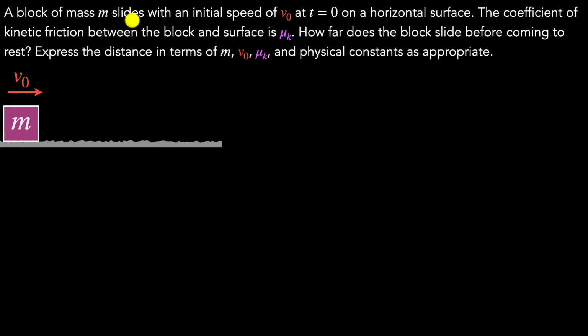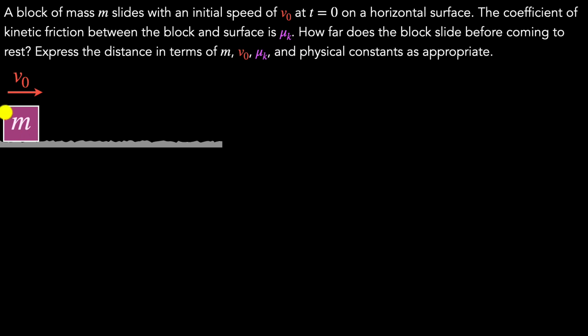A block of mass m slides with an initial speed of v0 at t equals 0 on a horizontal surface. The coefficient of kinetic friction between the block and the surface is mu k. How far does the block slide before coming to rest? Express the distance in terms of m, v0, mu k, and physical constants as appropriate.